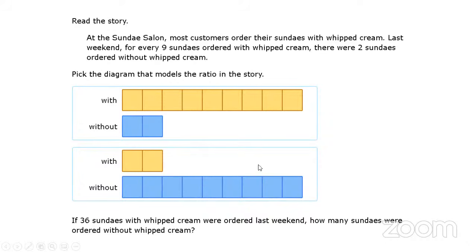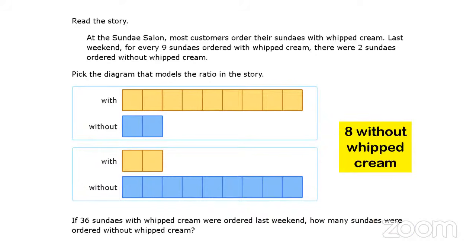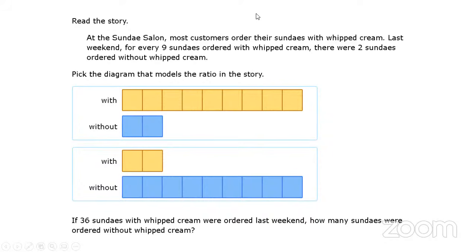And if we're representing our ratio by saying the number of with to the number of without, we have to pay keen attention to the number we're using to represent with whipped cream and without whipped cream. Sometimes we flip around our ratio relationship, but if it asks here about with whipped cream to without whipped cream, that's how I want you to represent your answer.